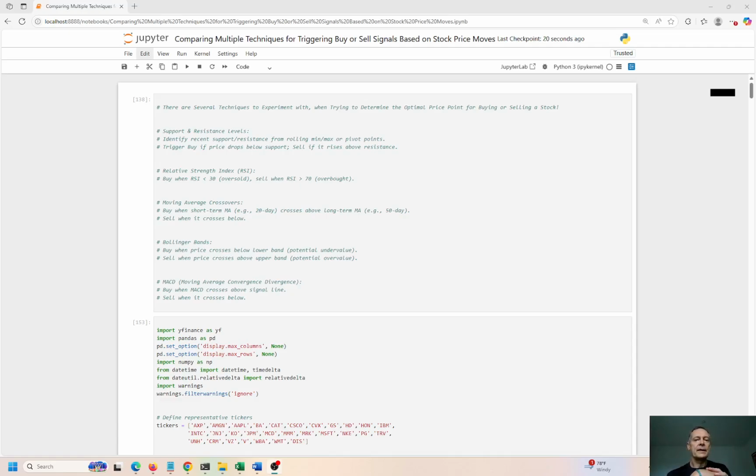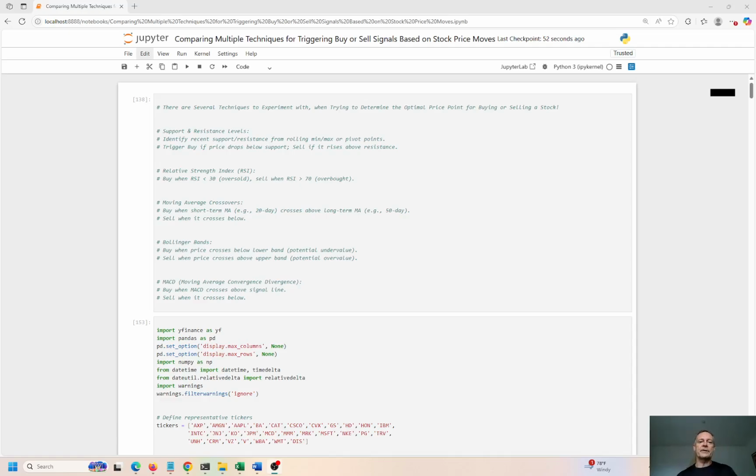So in the project today, I want to show you how to compare multiple techniques for triggering buy or sell signals based on stock price moves. This topic was in the back of my mind for quite a while. I haven't really had a whole lot of time to give this thing a lot of attention until just recently. So I tested some ideas in the last couple of days, and I'll show you what I came up with. I think it's fascinating stuff. So hopefully you can stick with me to the end, and I can guarantee it's going to be totally worth it.